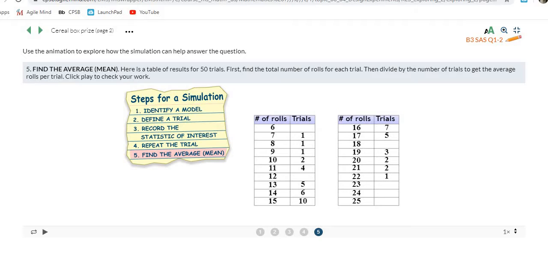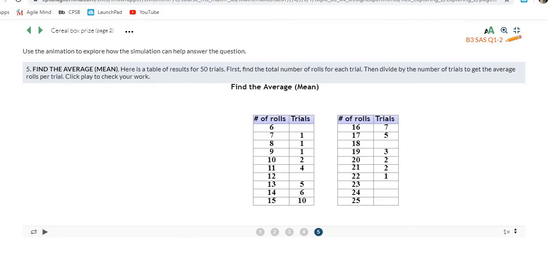So I need to calculate the number of rolls. We have to find the average. What is average? Mean. The mean. I have a cute little joke up here for mean. See if it comes up.